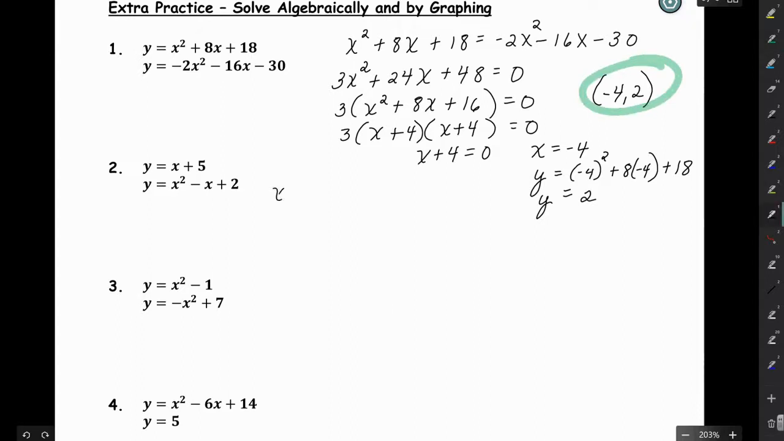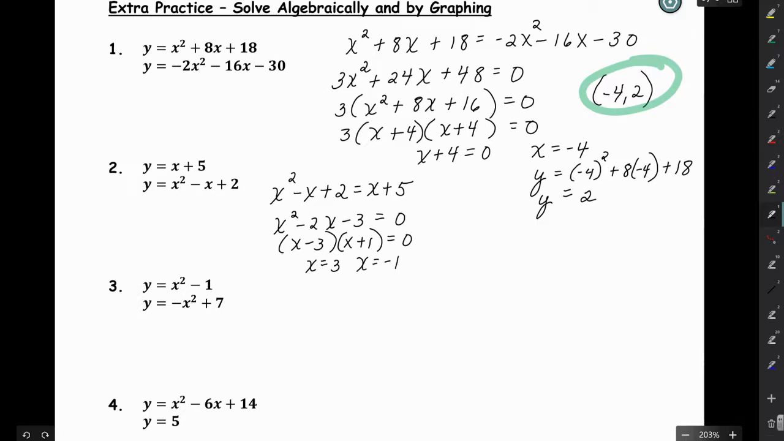Going to the next one, we're going to set them equal to each other. Subtract x from both sides and subtract 5 from both sides. Factor and solve. So we get a value of x equals 3 and a value of x equals -1. Now using the first equation, when x equals 3, the y value is going to be 8. 3 plus 5 is 8. And then when x is -1, -1 plus 5 gives me 4. So the two solutions that I believe I have are (3, 8) and (-1, 4).